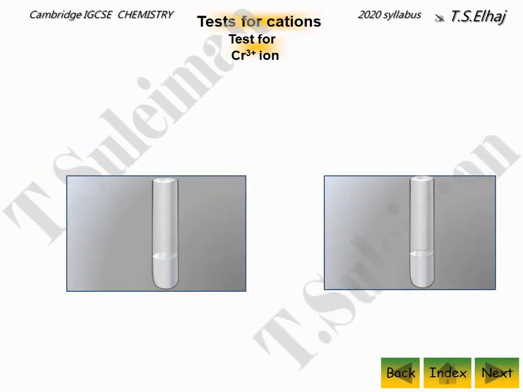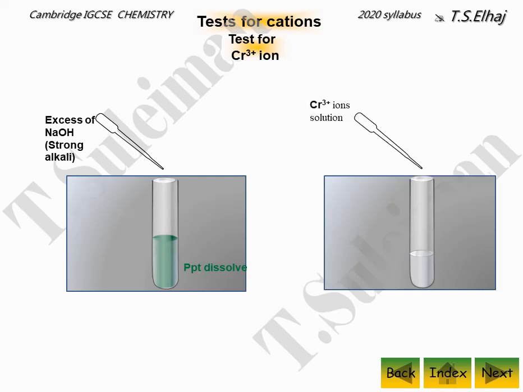Test for chromium ion. We do the same. We place 2 cm³ of chromium in a test tube. Then we add drops of NaOH and we observe green precipitate forms with the chromium. It settles down to the bottom. Then we add drops of excess of NaOH, precipitate dissolves, forming green solution.